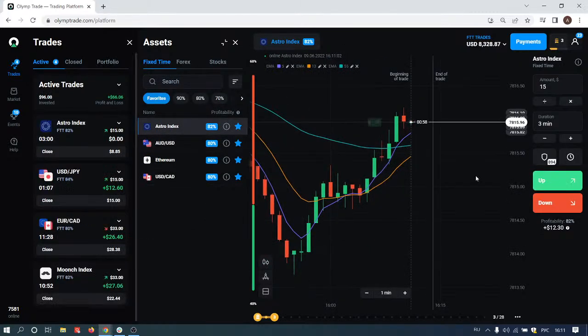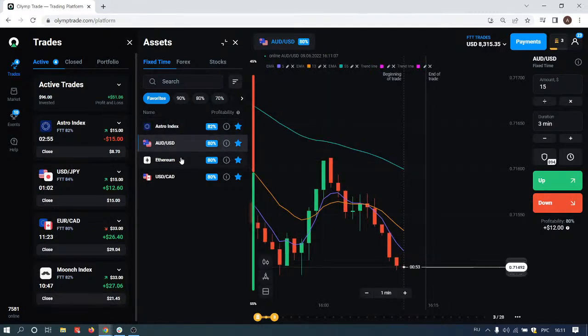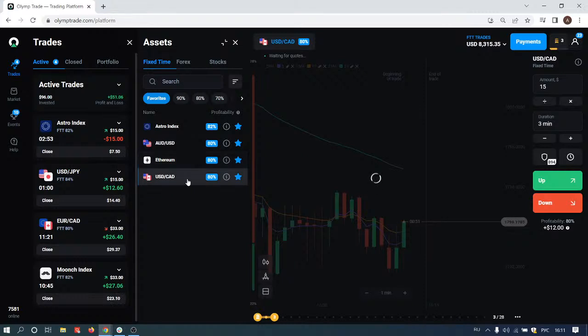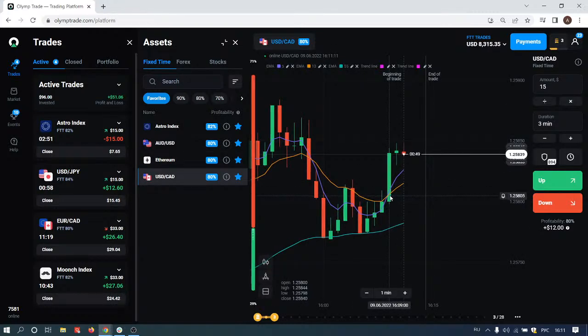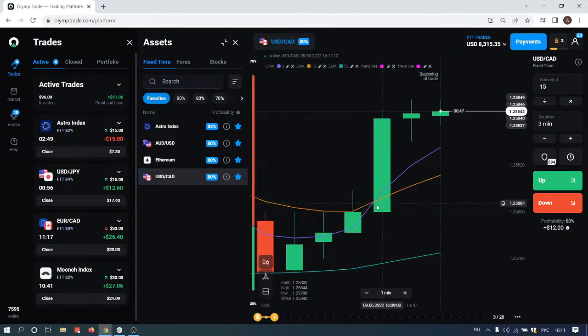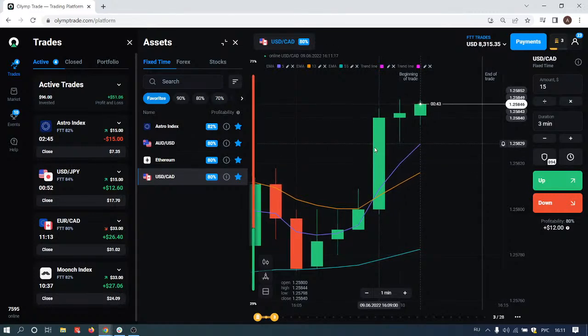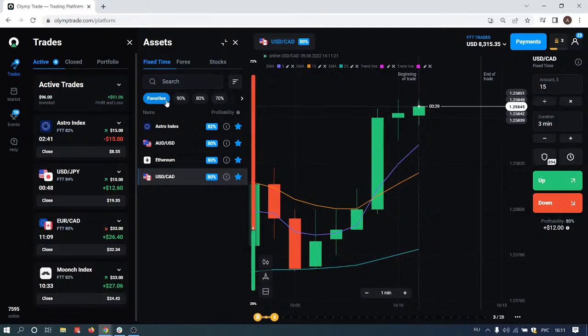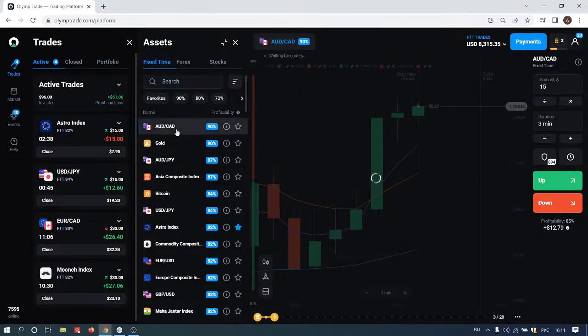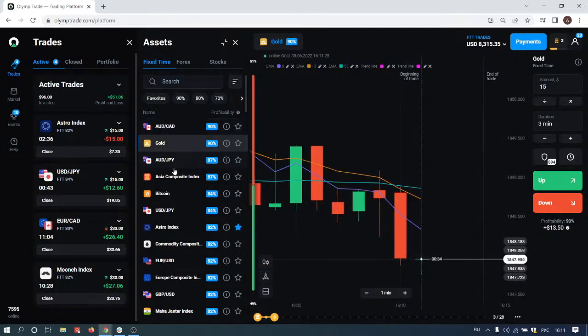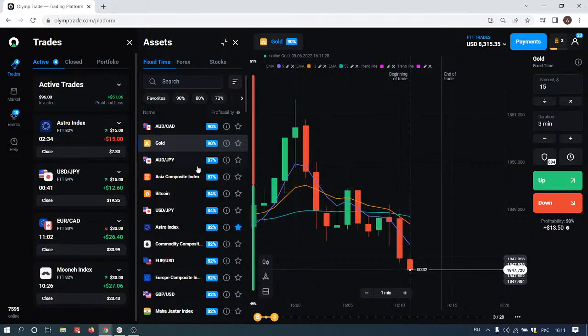Astro Index. All right, let's give it a try. Astro signal up. And well, basically, the signal here, of course, was on this big red candlestick. That was an up signal. Unfortunately, that was a quick signal, so I couldn't really catch that.